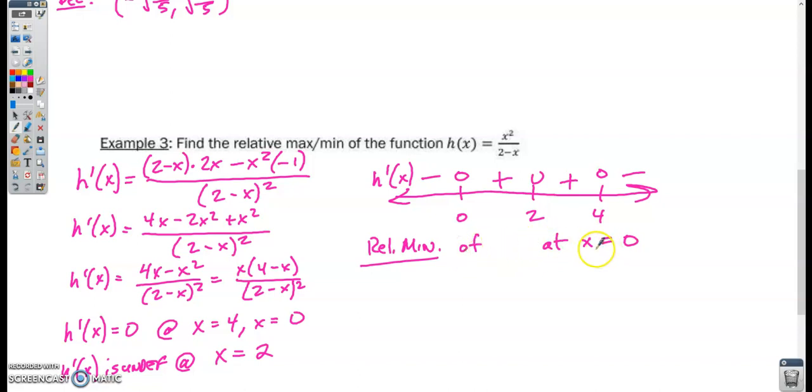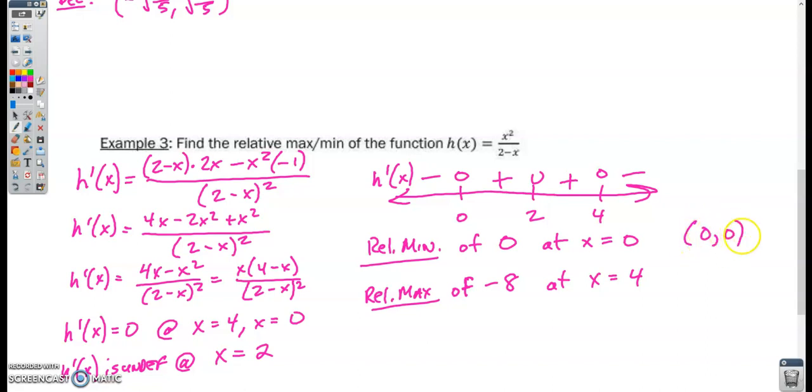In order to get the value of the relative min, I'm going to substitute x equals 0 back into the original function. That gives me 0 over 2. So the relative min of 0 at x equals 0. At 2, I have no sign change, so I don't have an extreme value there. And at 4, I've got a sign change in the derivative from positive to negative. Therefore, I've got a relative max there. If I substitute 4 back into the original function, that gives me 4 squared is 16 over negative 2, so that's negative 8. So I have a relative max of negative 8 at x equals 4.